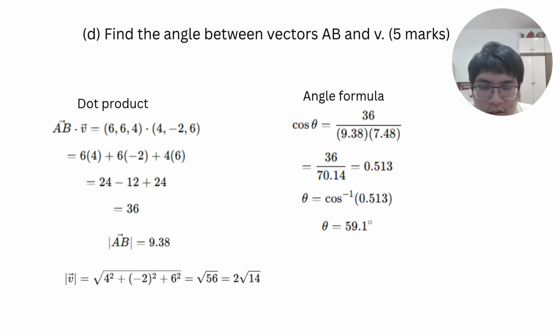Then we substitute all the values into the angle formula. We can know that cos theta equals 36 over 9.38 times 7.48, equals 36 over 70.14, equals 0.513. Theta equals arccos of 0.513. So theta equals 59.1 degrees.